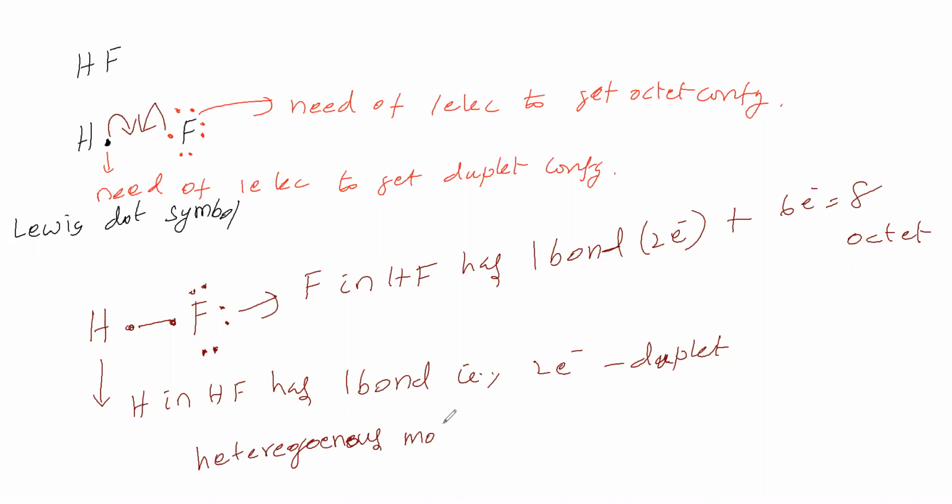Heterogeneous diatomic molecule, we can say. So this is a diatomic molecule, therefore the shape is linear. Okay. Now we will take the molecule called boron trifluoride.